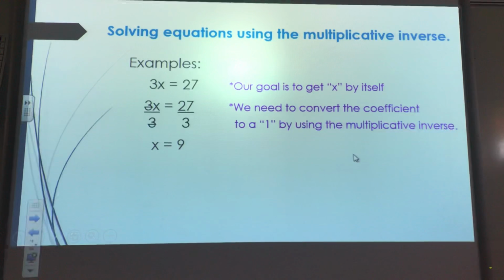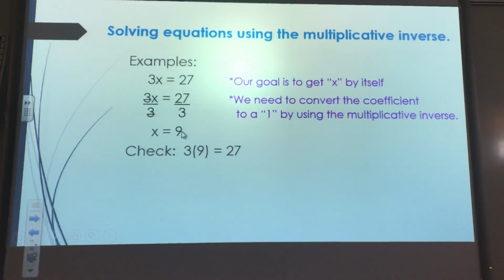The next step is to check our work to make sure we did everything correctly. We'll now go ahead and plug 9 in for x, and again we have multiplication happening here, so it turns into 3 times 9, which does equal 27. That checks.